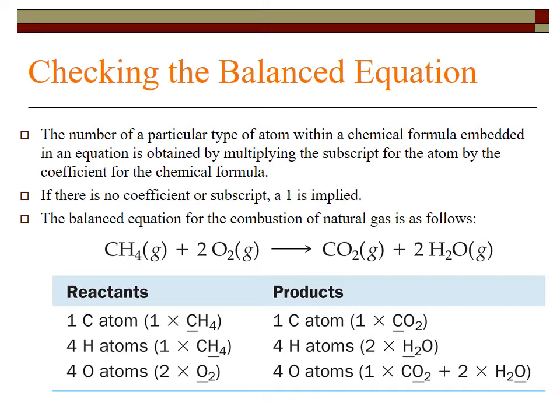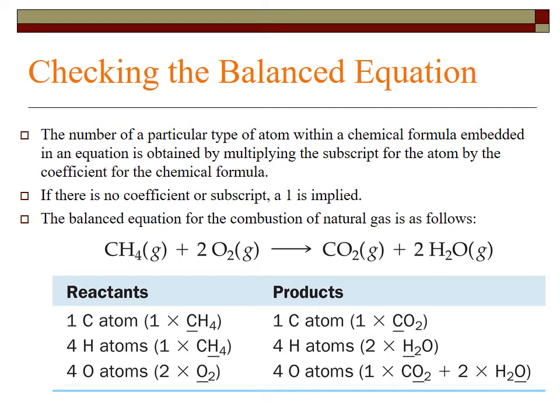Let's look at the hydrogen atoms. I have a coefficient of 2 out in front of H2O. That coefficient goes with both the H and the O. So I have 2 times 2, the subscript 2 for hydrogen. That gives me 4 hydrogen atoms. And like we talked about in the previous slide, I have 2 times 1 oxygen atom in my H2O, giving me 2 oxygens for the H2O, and 1 times 2 in the carbon dioxide. 2 oxygen atoms from carbon dioxide, 2 oxygen atoms from water. 2 plus 2 is 4, giving me 4 oxygen atoms.